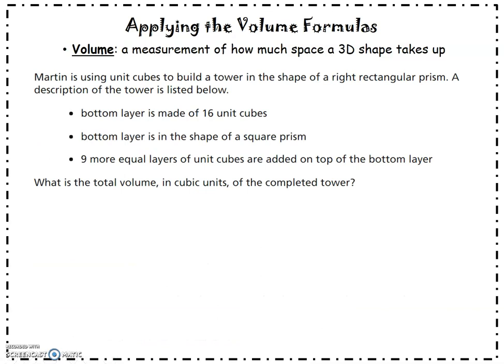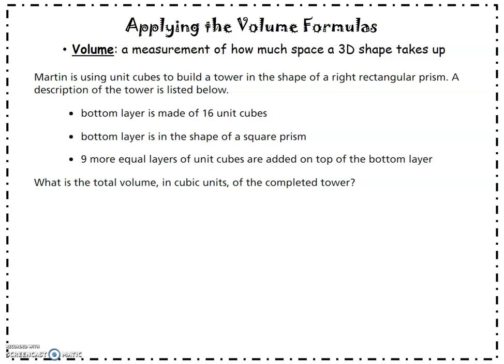So we could see a question like this. Martin is using unit cubes to build a tower in the shape of a right rectangular prism. A description of the tower is listed below. First, bottom layer is made of 16 unit cubes. Second, bottom layer is in the shape of a square prism. Third, 9 more equal layers of cubes are added on top of the bottom layer. What is the total volume in cubic units of the completed tower?